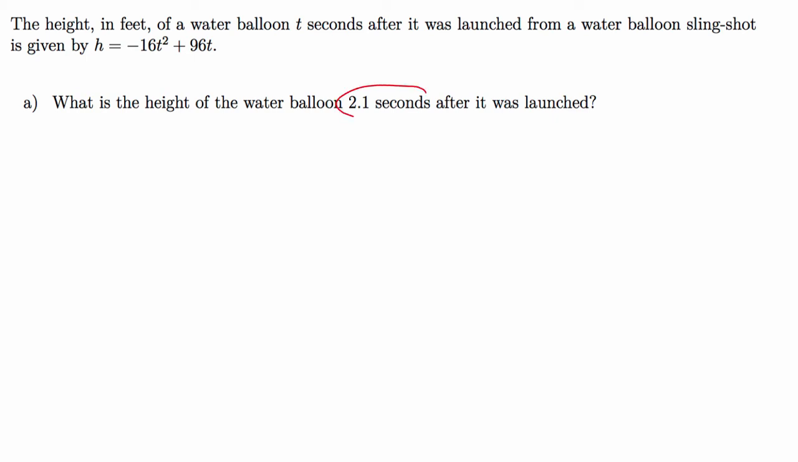To answer this question, we first have to recognize that 2.1 seconds is a time value, so that's telling us a t value. In this particular situation, it's 2.1 seconds after launch, telling us our t value is 2.1. So what we're going to do is substitute 2.1 in for the t's in the formula and see what the h value is, since that's the question. What is the height? So h will equal negative 16 times the quantity 2.1 squared plus 96 times the quantity 2.1. Remembering our order of operations, we need to square the 2.1 first.